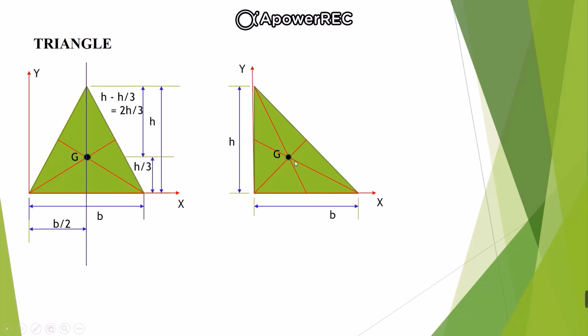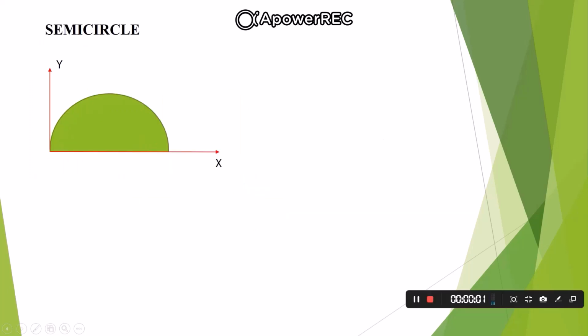So here this G will be at a distance of h by 3 from the x-axis and b by 3 from the y-axis. Just remember that these distances are measured from the 90-degree corners of the right angle triangle. So it will be at a distance of 2b by 3 from the right end and 2h by 3 from the top end. Now let us take a semicircular section of radius small r.